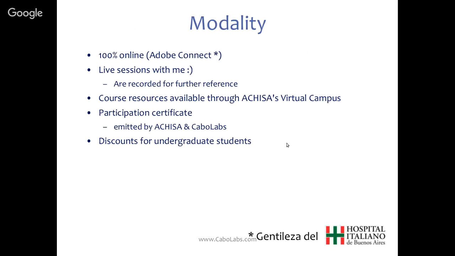We have all the presentations, the code samples, some source code, all the links to the tools that we will use will be available to you through ACHISA's virtual campus. ACHISA is the Chilean Association of Medical Informatics. They are supporting us, CaboLabs, on doing our courses and our workshops. So they provide us with the virtual campus that we use to share all the contents of the course, to put all the links to the sessions that are recorded. And also we have a forum there where you can ask questions after the sessions.